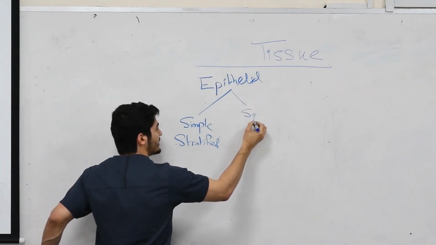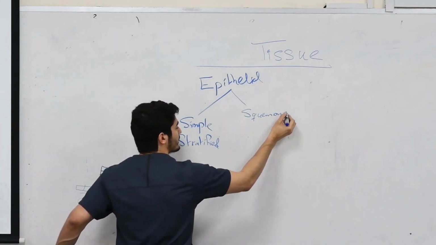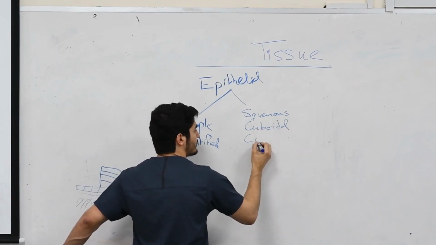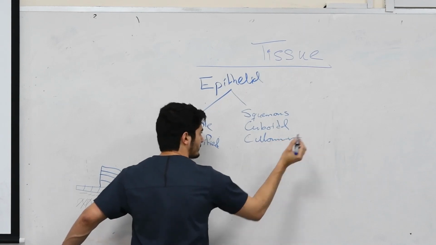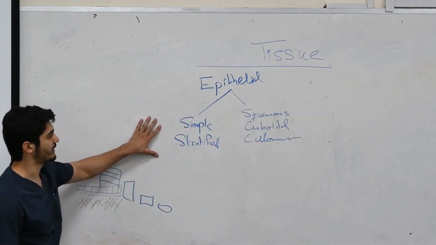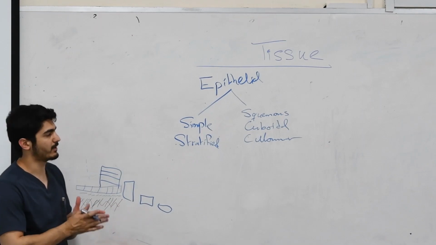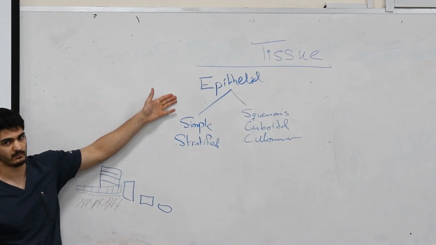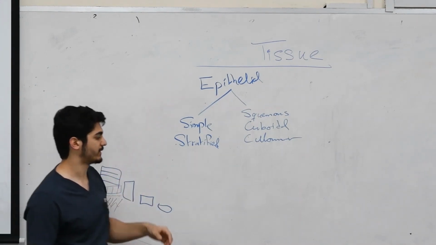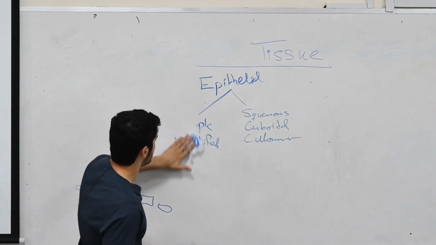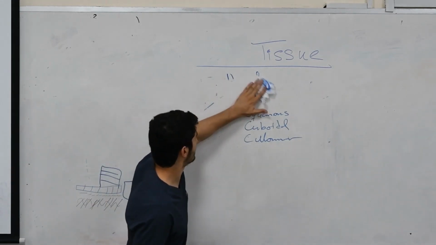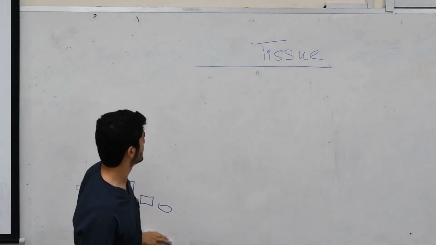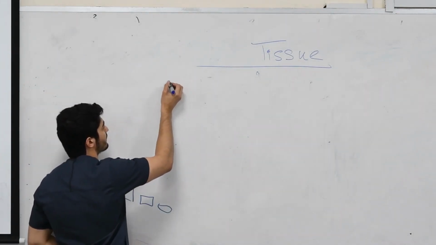Then the shape is squamous, cuboidal, and columnar. Okay? So this is the layer, this is the shape. We combine both to describe the type of epithelial tissue that we have. So we'll start describing each one. You have to know the location of them. Where are they located? So first, let's talk about simple.